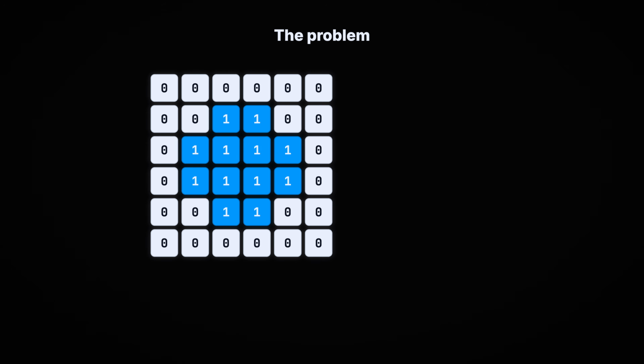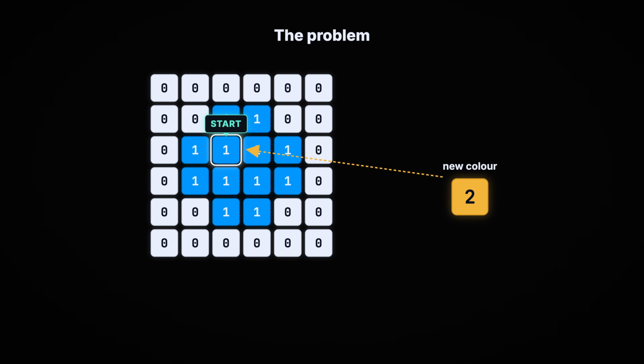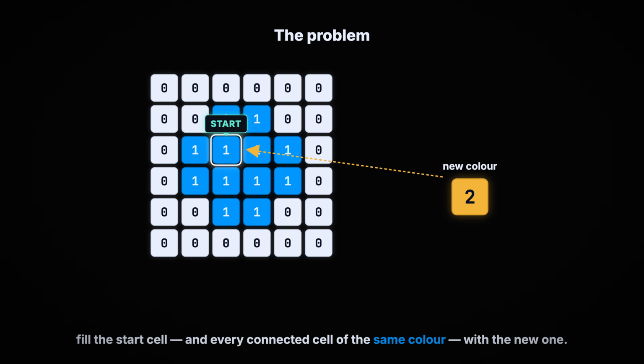So here's the problem properly. We are given a grid of colors, just numbers really. We are given a starting cell, the cell you clicked. And we are given a new color. Our job is to fill that starting cell and every cell connected to it that shares the same original color with the new color. We spread outward, up, down, left, right, as long as the neighbor has the same old color as where we started. The moment the color is different, that is a boundary, and we stop.